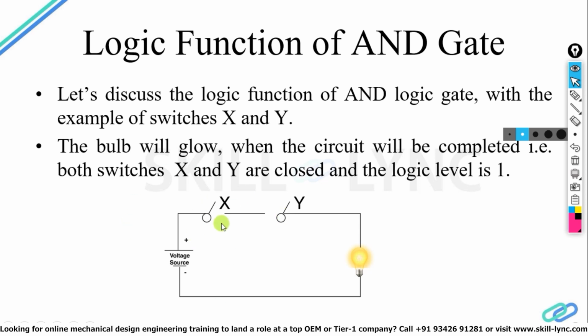See, understand this thing. 2 switches I have made in this circuit, and at the output side a bulb is there. This bulb will glow only when the circuit is completed, and this circuit will be completed only when X is at level 1 and Y is at level 1. So whenever both are 1, then only it will glow.